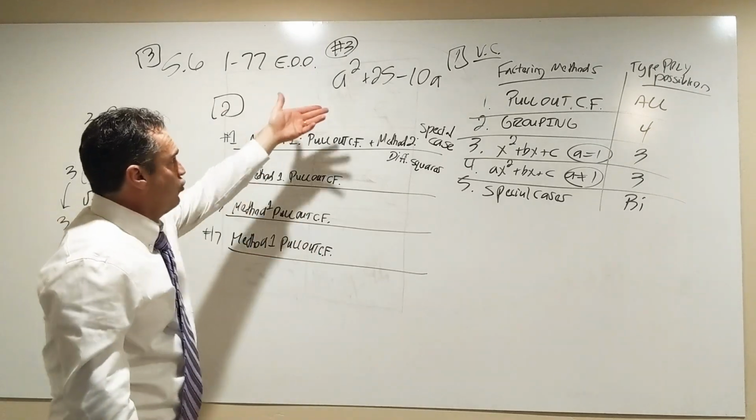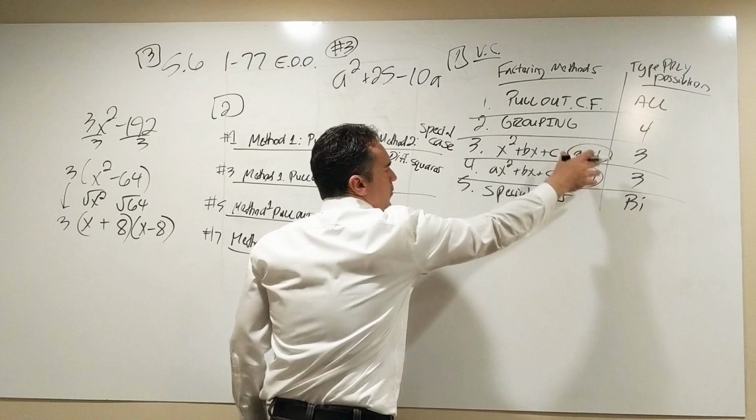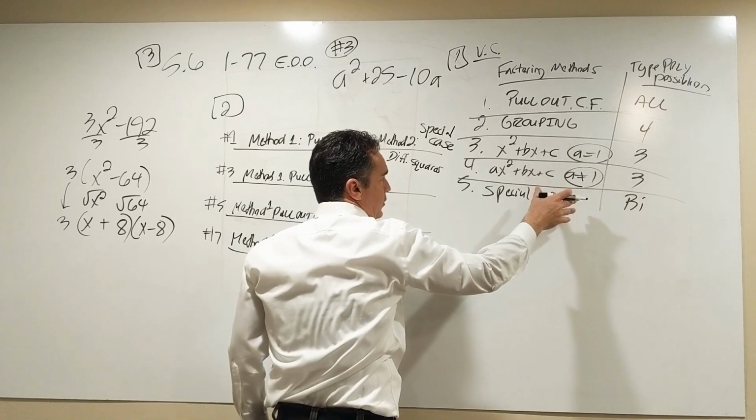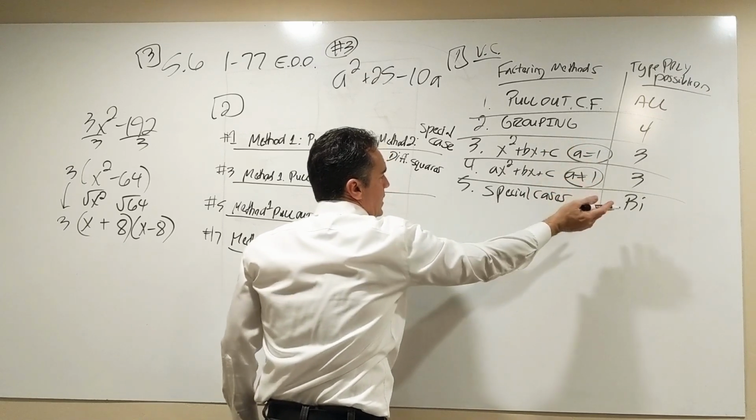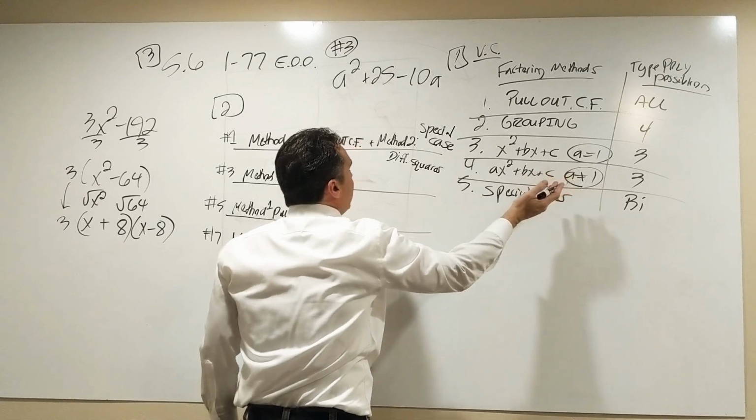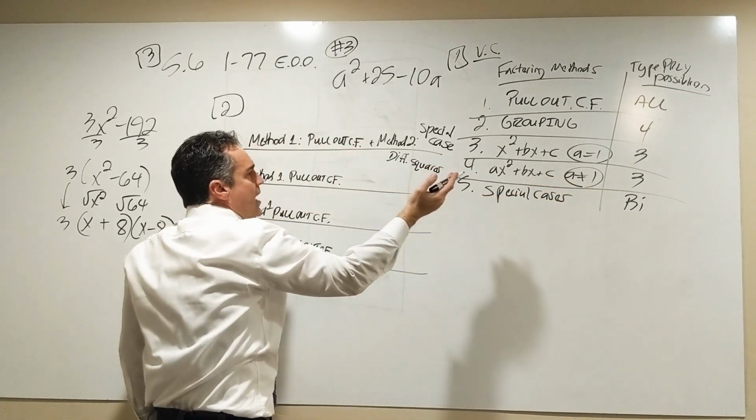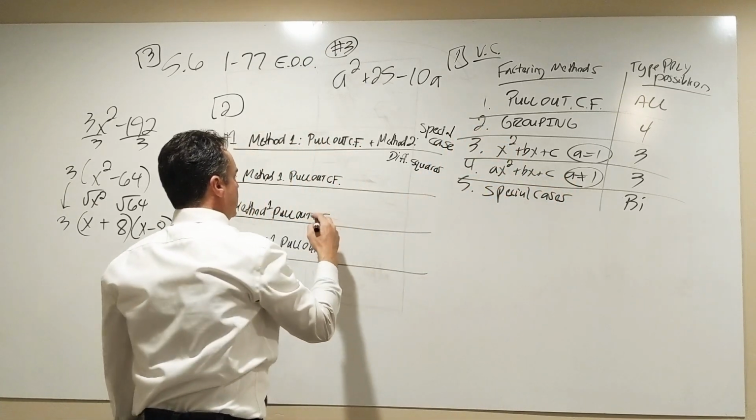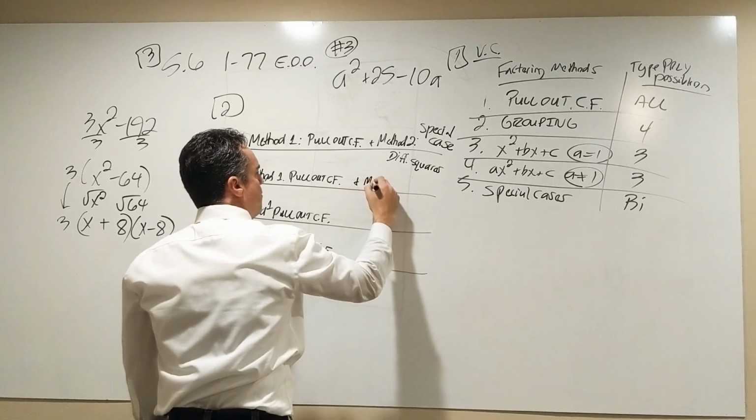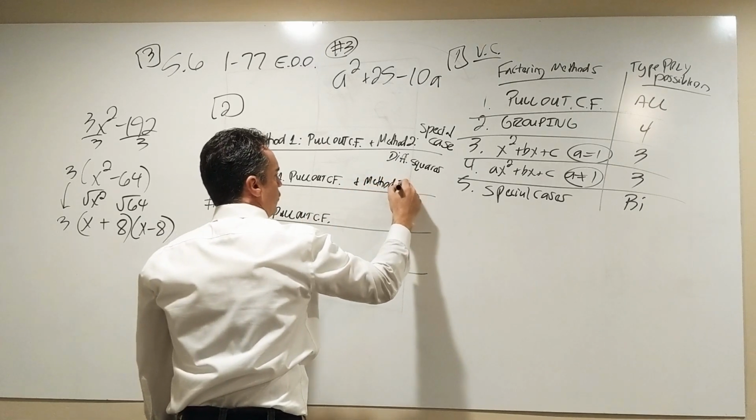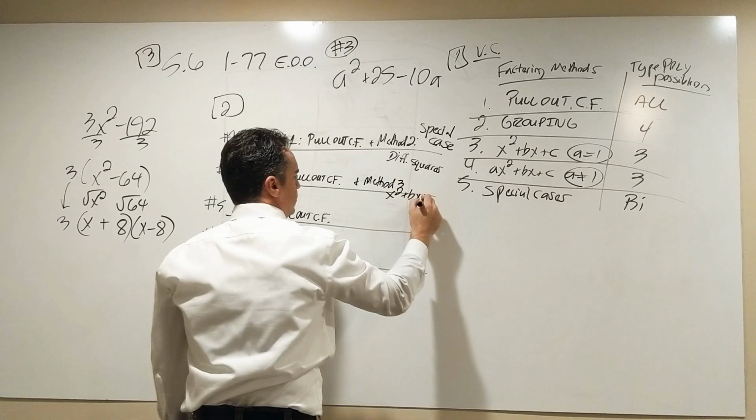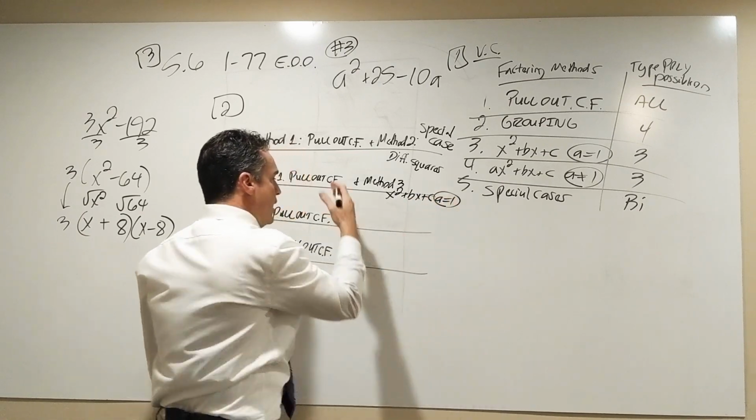The other thing is, it's a trinomial. Okay? Which trinomial method would be a possibility here? Is a equal to 1 or a not equal to 1? A is not equal to 1, right? No, a is 1. It's method 3. And so we'll write method 3. And you'll write x squared plus bx plus c where a equals 1. And you're going to do that.